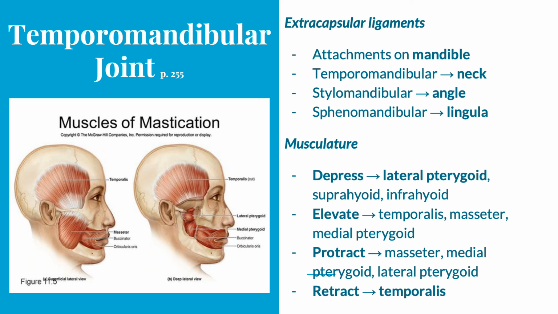Page 255. Remember, this is going to be a ginglymus type joint. And then you want to know a few things about it. Nothing too crazy. You've got your extracapsular ligaments and your musculature. So know that those extracapsular ligaments, outside, beyond the capsule, are going to attach onto the mandible. And then we've got the three different types.